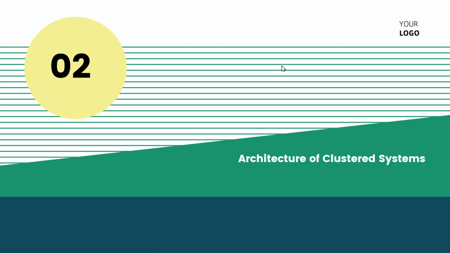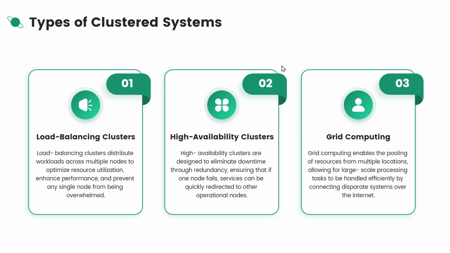Architecture of clustered systems. Types of clustered systems: load balancing clusters, high availability clusters, grid computing. Load balancing clusters distribute workloads across multiple nodes to optimize resource utilization, enhance performance, and prevent any single node from being overwhelmed. High availability clusters are designed to eliminate downtime through redundancy, ensuring that if one node fails, service can be quickly redirected to other operational nodes.